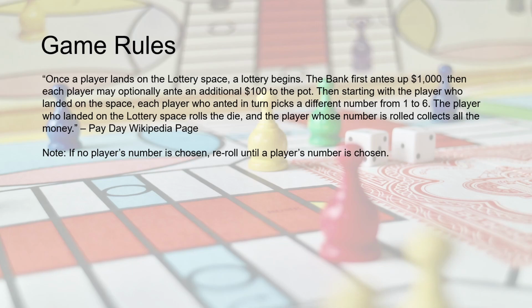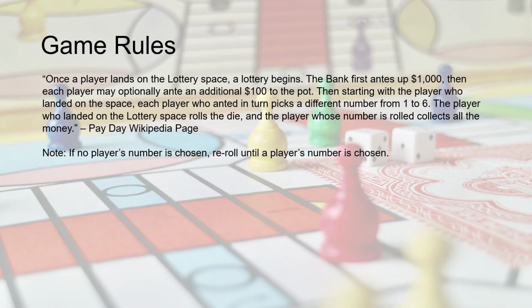Then, starting with the player who landed on the space, each player who anteed in turn picks a different number from 1 to 6. Of course, each number on a die has an equivalent chance of being picked, so just pick a number. I liked to be consistent with mine, just so I knew clearly if it landed on my space or not, and I wasn't getting confused. Then the player who landed on the lottery space rolls the die, and the player whose number is rolled collects all the money. So these are the rules from the Payday Wikipedia page.